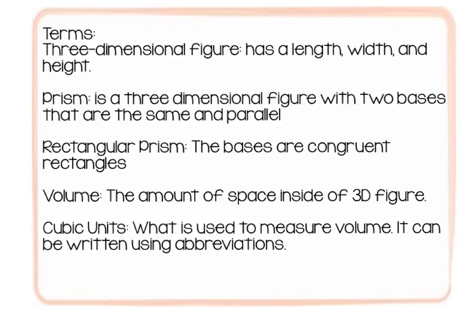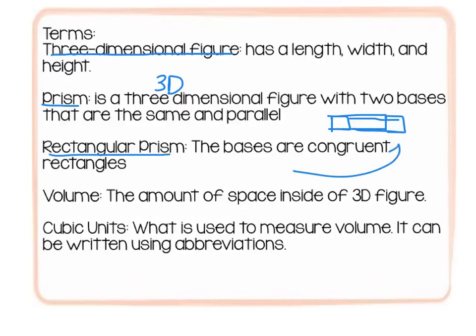You have some terms that you need to be writing down in your notebook. We have 3-dimensional figure. It has a length, a width, and a height. A prism is a 3-dimensional figure, and you can always write 3-dimensional as 3D, with 2 bases that are parallel and also the same. So when you have a rectangle and then the same exact rectangle, and you connect them by parallel lines, that means it's a prism, a rectangular prism. For the term rectangular prism, the bases are congruent rectangles, just what I drew up here. They would have 2 rectangle bases and then lines connecting them.